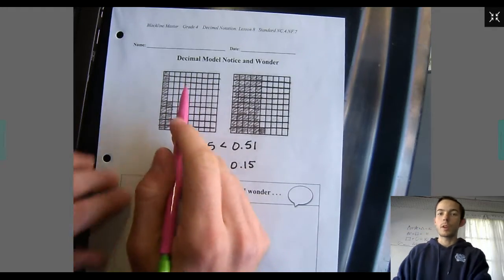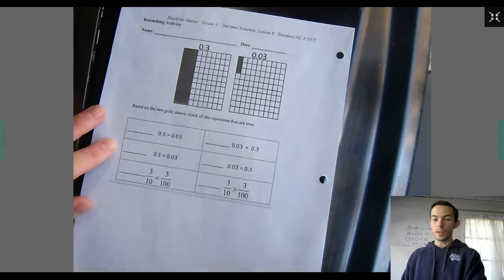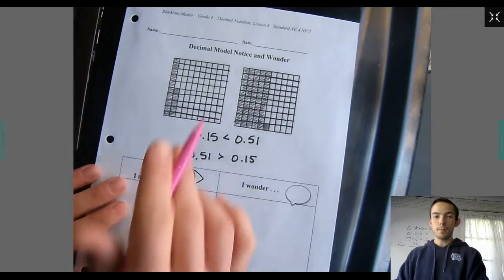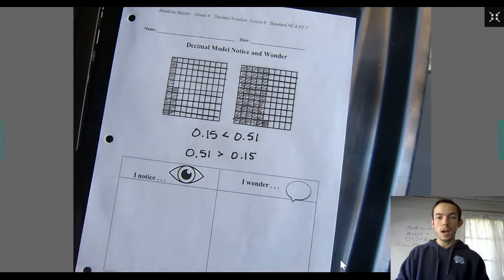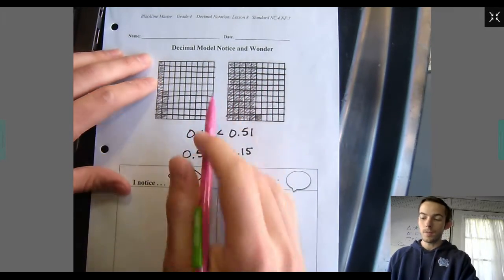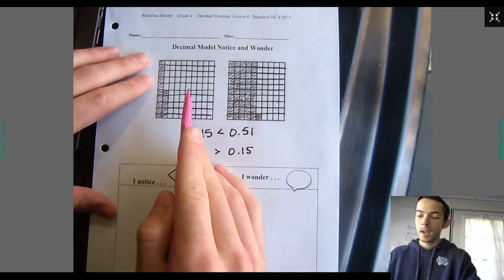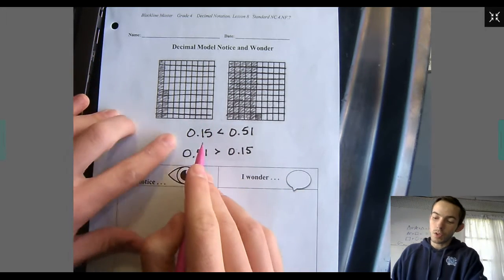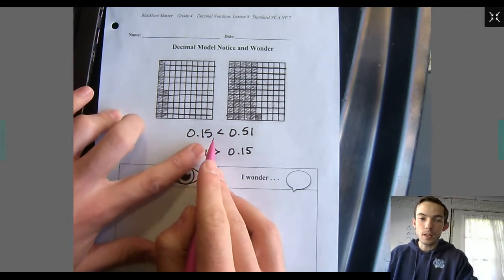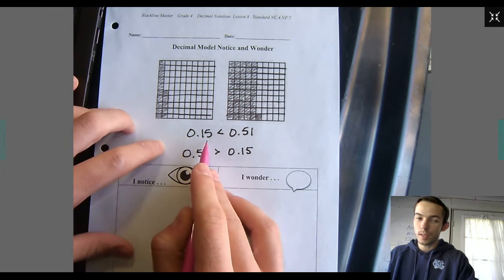Hi everybody, so what we're going to work on today is page 39 and 40, okay? The top of this is called Decimal Model, Notice, and Wonder. It's a very low stakes kind of page, okay? Basically just trying to get kids to think about the place value within these two numbers. Here on the left, on this grid, we have 15 hundredths, 0.15. I want the kids to be saying 15 hundredths.